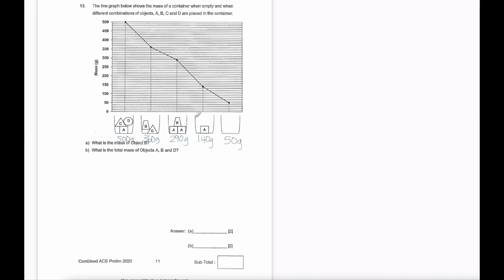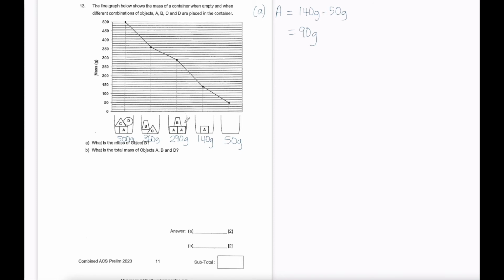What is the mass of object B? In order to find the mass of object B, we can use either this or this, so we need to find either C or A. It's easier to find A, because the container is 50, so A will be 140 minus 50. Let's do part A first. The container is 50 and container plus A is 140, so A will just be 140 grams minus 50 grams. That's the difference between these two, and the difference will be A. So my A is 90 grams.